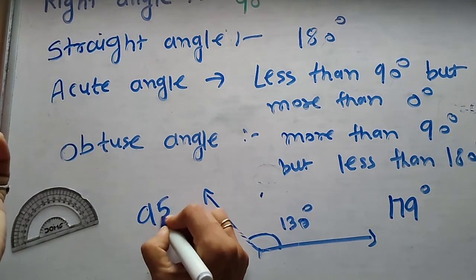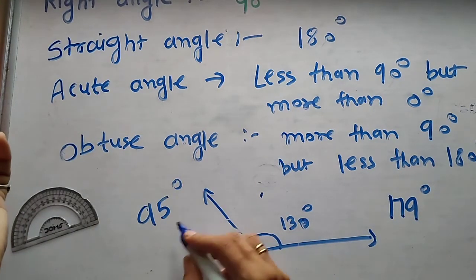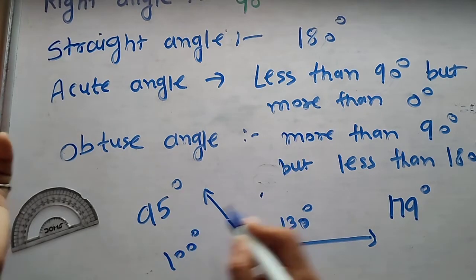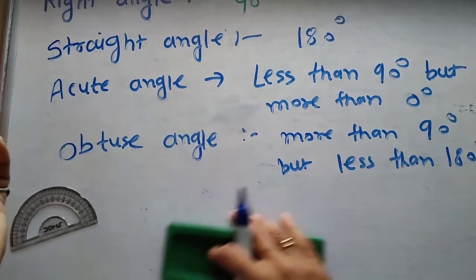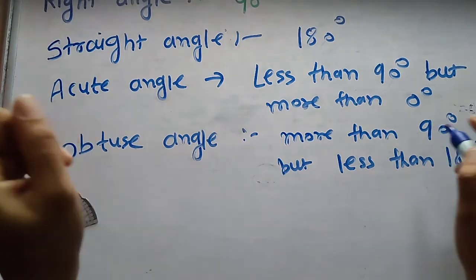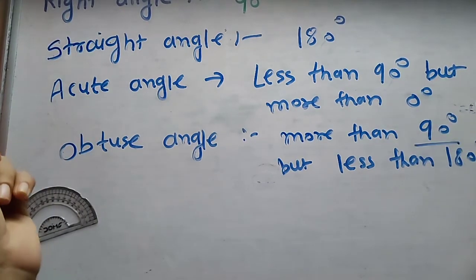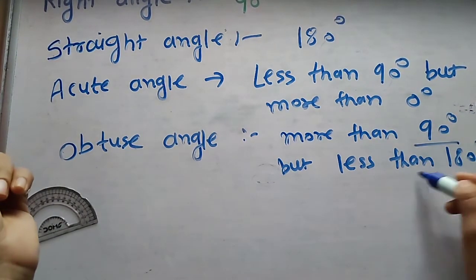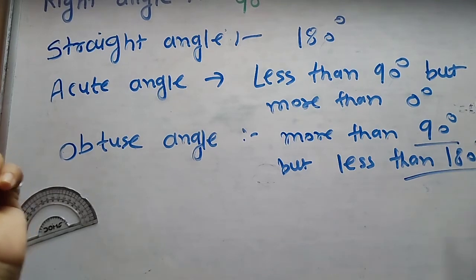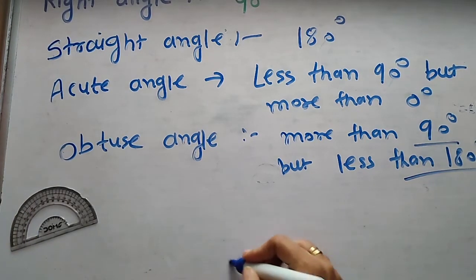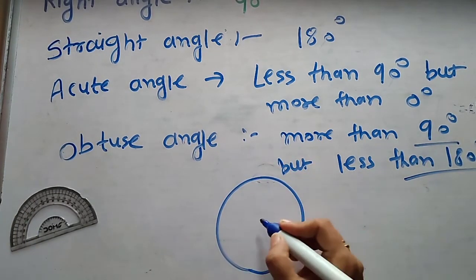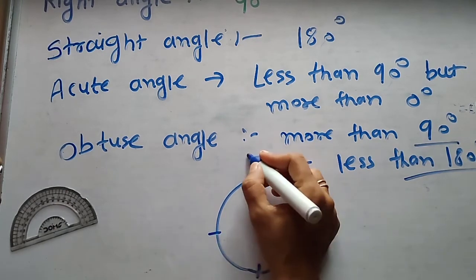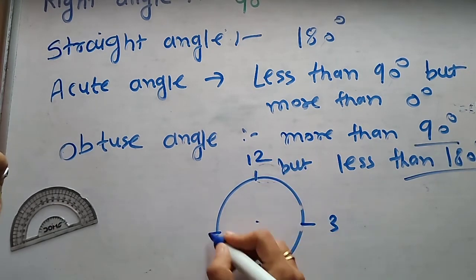95 degrees. Okay, then 100 degrees. All these types of angles are called obtuse angles. Okay, so remember this, obtuse angles mean more than 90 degrees but less than 180 degrees. And examples are, see in your clock. Okay, this is your clock, 12, 6, 3, 9.